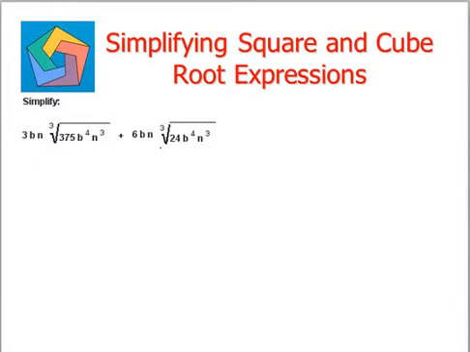The first one says simplify 3bn cube root of 375b⁴n³ plus 6bn cube root of 24b⁴n³. First we'll simplify the terms inside the cube root sign. So we'll find out the factors of 375 first.